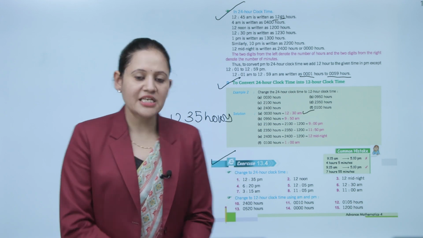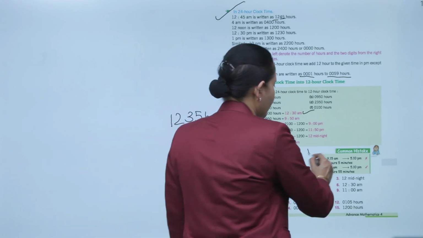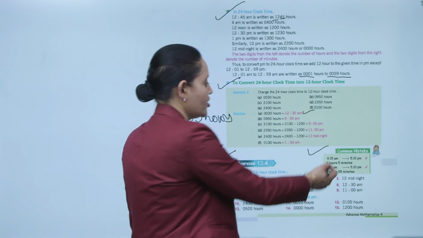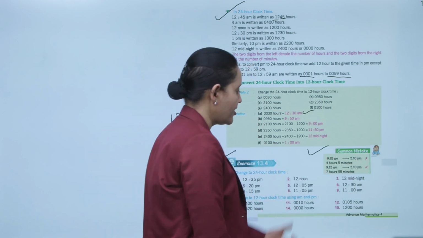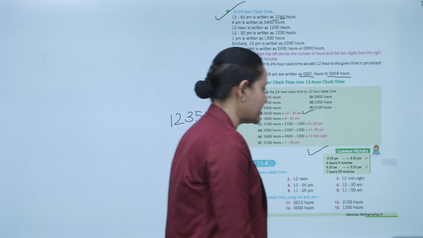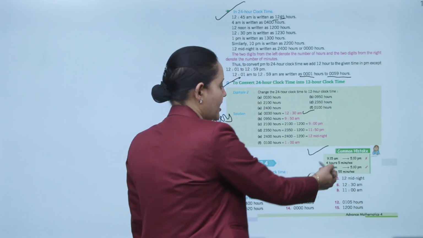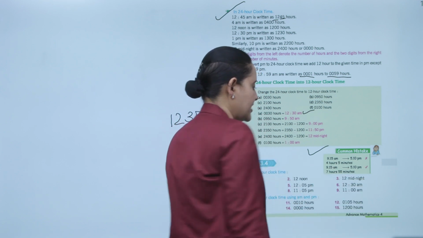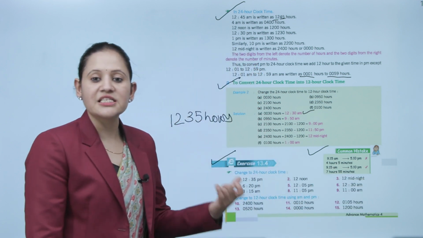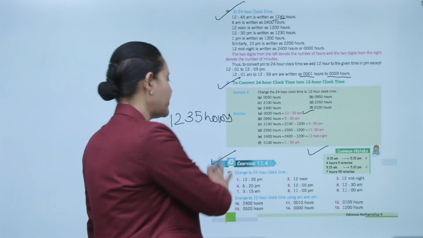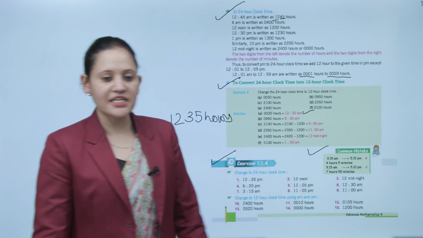Common mistakes. 9:15 a.m. to 5:10 p.m. is 4 hours 5 minutes. That is wrong. 9:15 a.m. से 5:10 p.m. तक कितने हो जाएंगे? 7 hours 55 minutes. Clear? So you have to practice all the questions in this exercise.